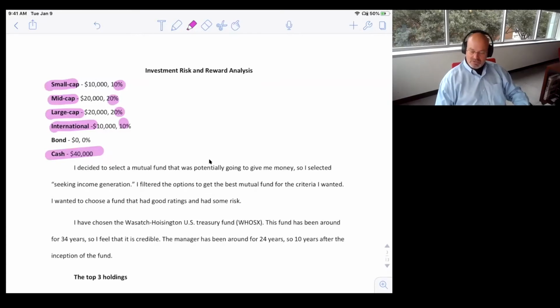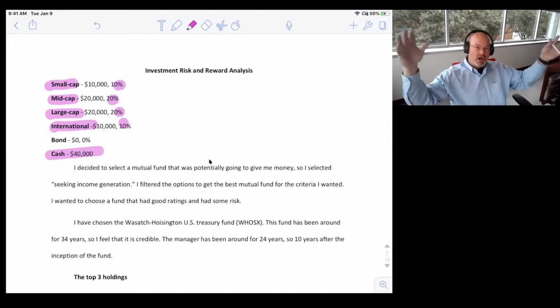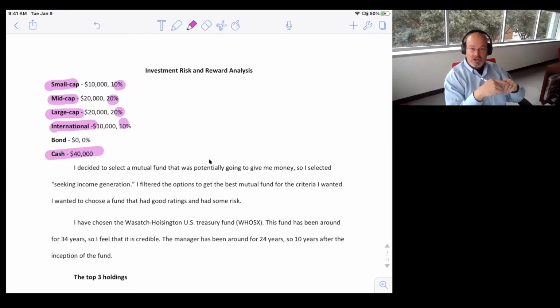So what I want to do is just help you understand that different asset classes perform very differently. For example, I'm going to show you the charts on some of these investments. I'm going to show you a chart for a large cap, a chart for a mid cap, a chart for small cap, and a chart for bonds.